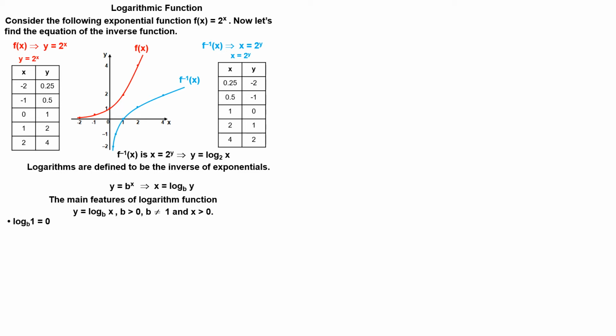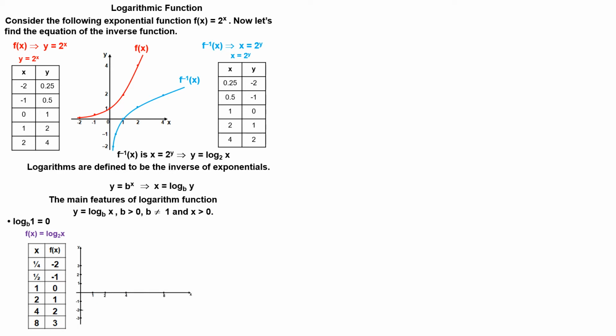Let's graph the function y equals log base 2 of x. The logarithmic function is the inverse of the exponential function. So we take the same table of values as the exponential function and switch x and y to make a table of values for the logarithmic function. We plot these points and connect them with a smooth curve.